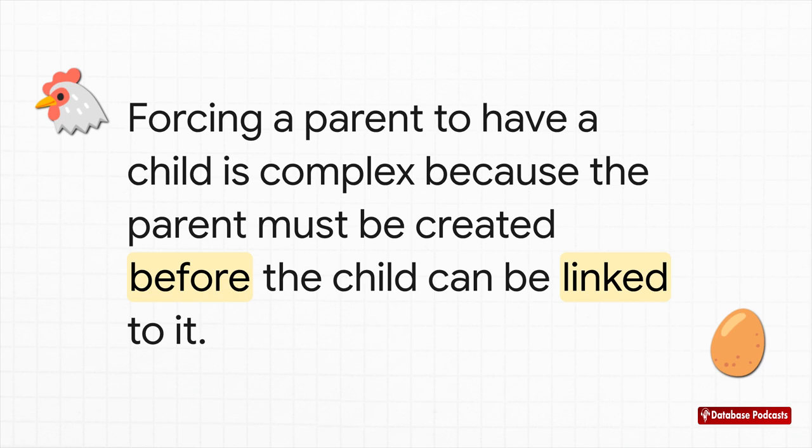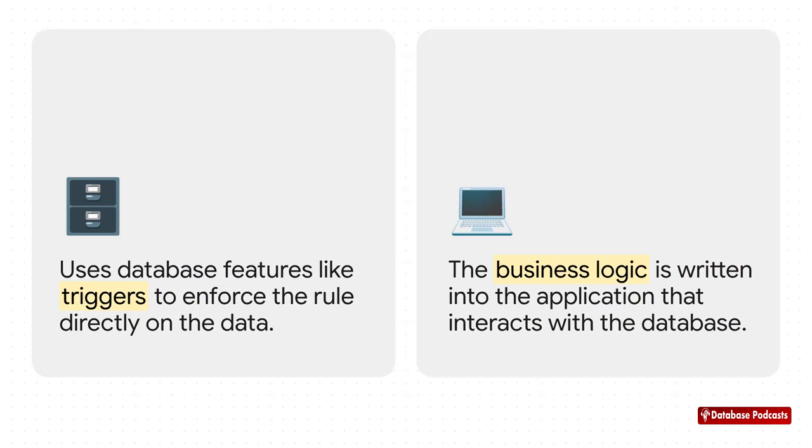But if your rule is that a department must have at least one employee, you can't check that rule when you create the department because no employees exist for it yet. It's a total chicken and egg situation. So the real question becomes, when can you possibly enforce this rule? This basically leaves us with 2 main places where we can handle this problem, either deep inside the database management system itself or out in the application code that talks to the database.